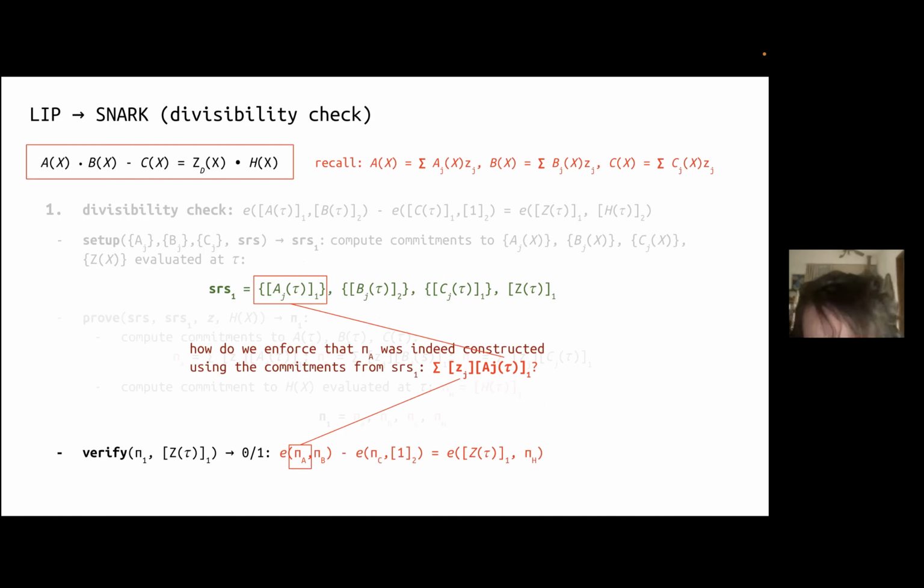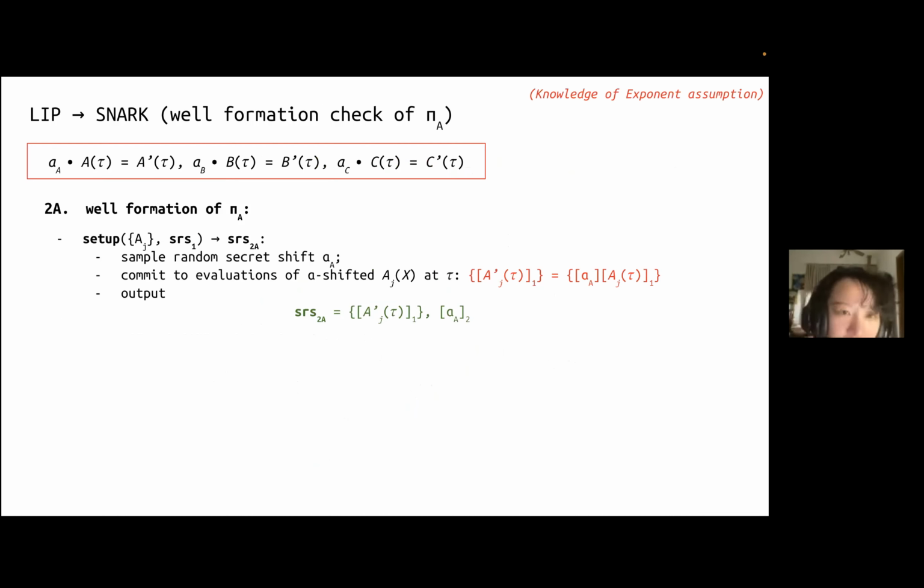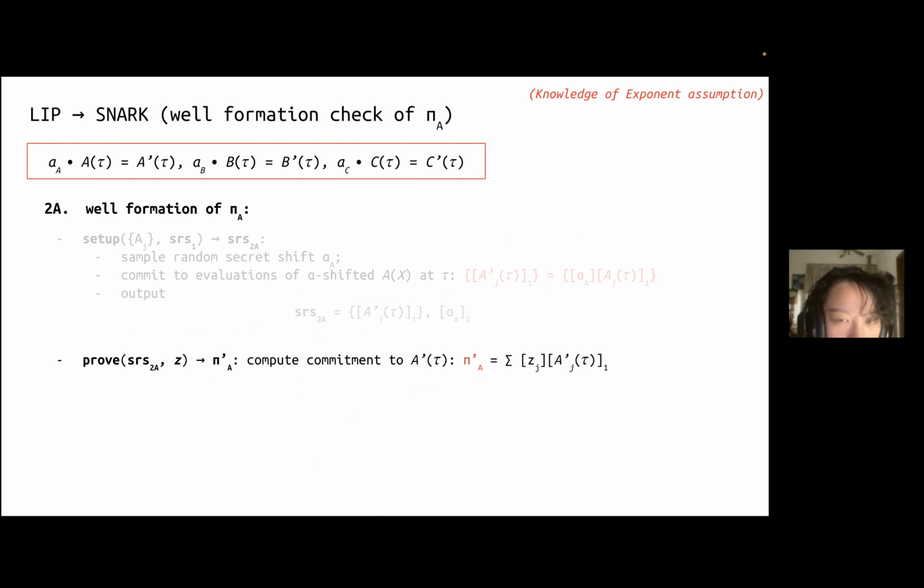Yeah. It's like constraining the form of this commitment to be a linear combination of these very specific columns. Yeah, I think this check is a little subtle.